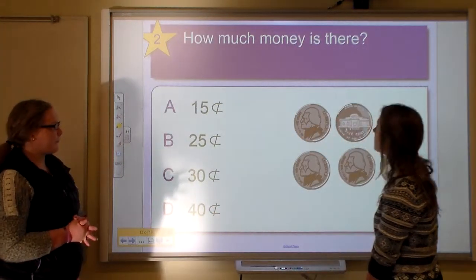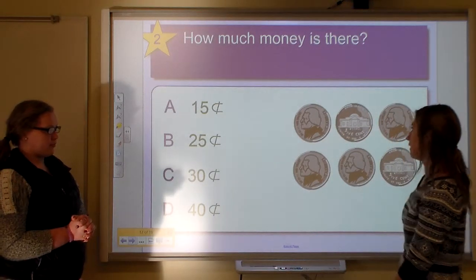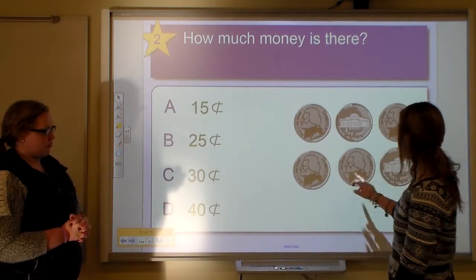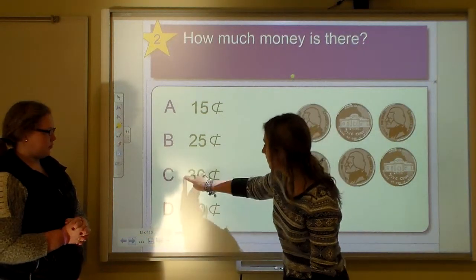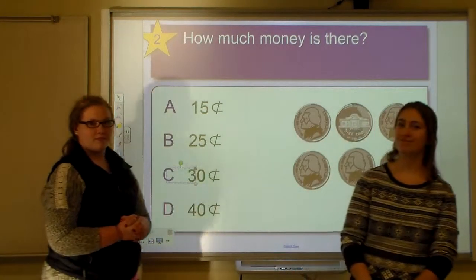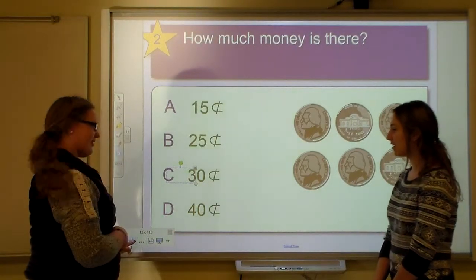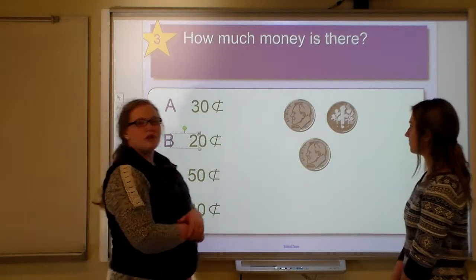So for this next one, we would ask our students to count how many nickels there were. You can see that there's 5, 10, 15, 20, 25, 30. We would take a vote and see who would win. We have a winner! And we got it right. All right, moving on to the next one.